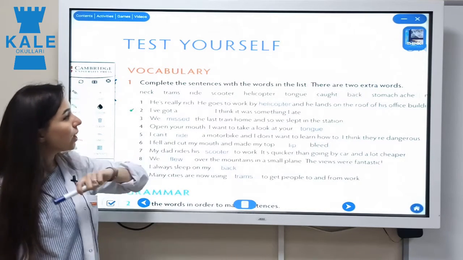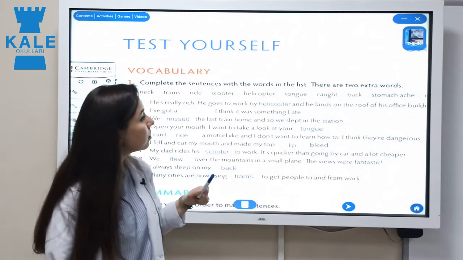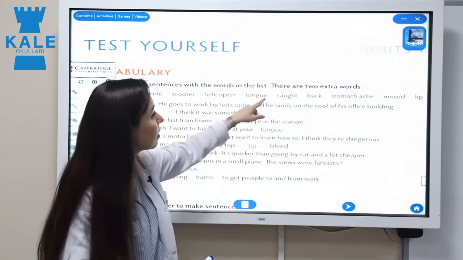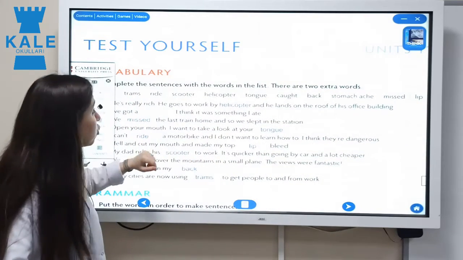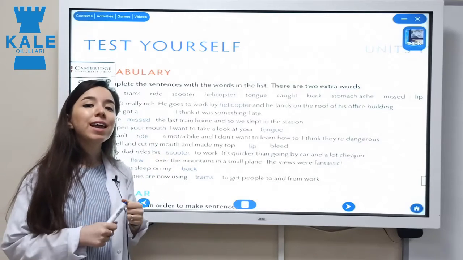So there are two extra words. What are the extras? One of them is neck, and another extra word is cuff. Yes? Okay, so we finished. This is the test yourself of units 11 and 12.